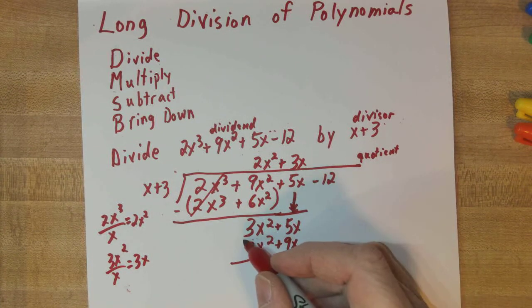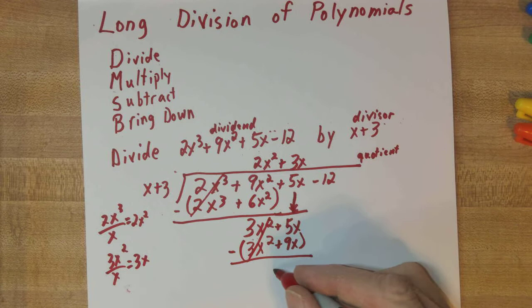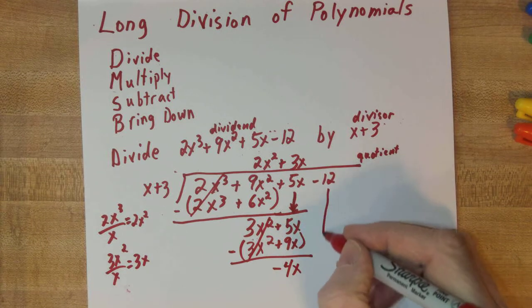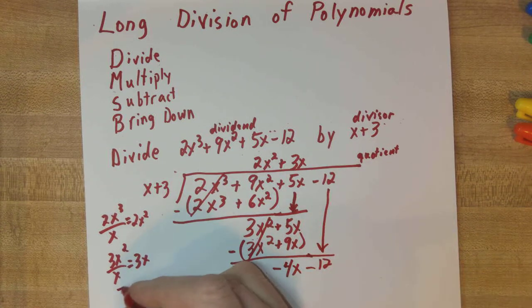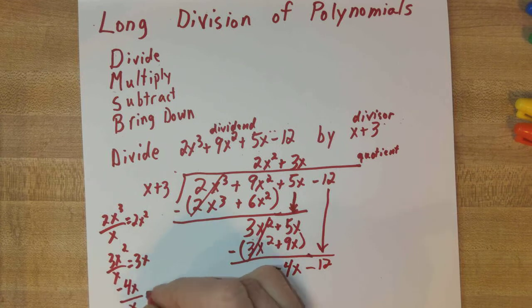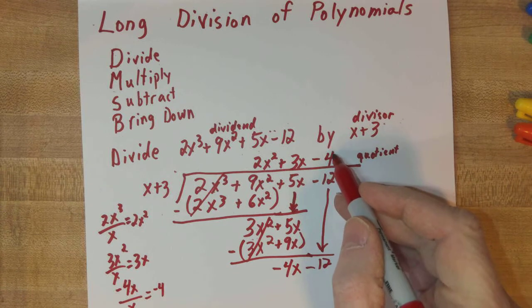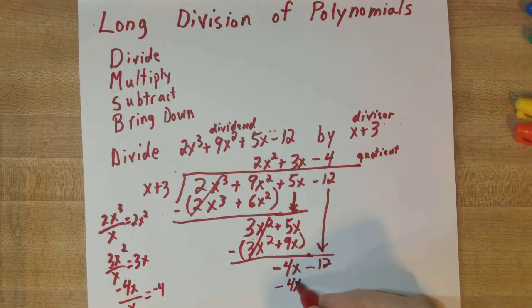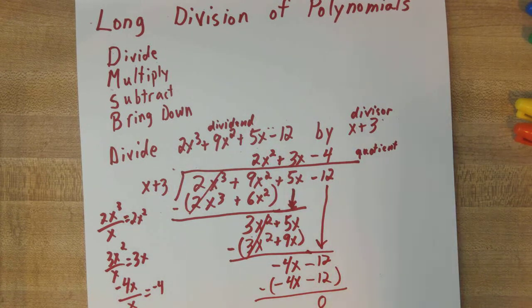And so I've multiplied. Now I'm going to subtract. Those cancel. 5x minus 9x is negative 4x. And then I'm going to bring down negative 12. And negative 4x divided by x is negative 4. So I'll put a negative 4 right there. And then I'm going to multiply. Negative 4 times x is negative 4x. Negative 4 times 3 is negative 12. Oh, looky there. When we subtract, we get 0. We have 0 for the remainder. We still have remainders and things, and we'll talk maybe in another example about how to deal with that.